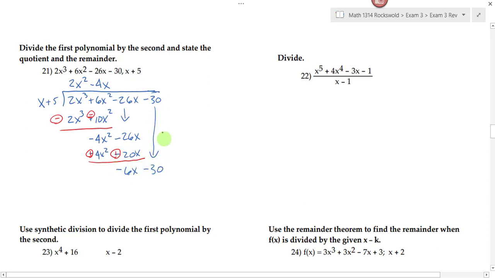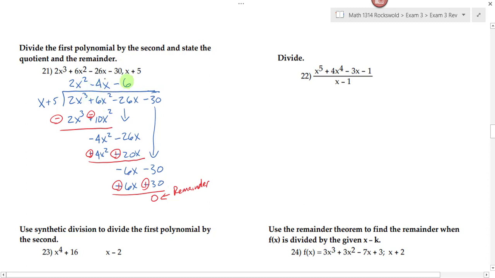the negative 30. Then I once again divide the negative 6x by x and I get negative 6, and then I distribute. Negative 6 times x is negative 6x, and negative 6 times 5 is negative 30. And then I need to subtract, so I change my signs and add, and my remainder here is 0.